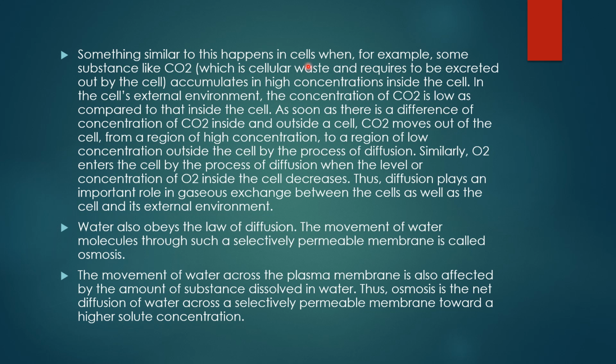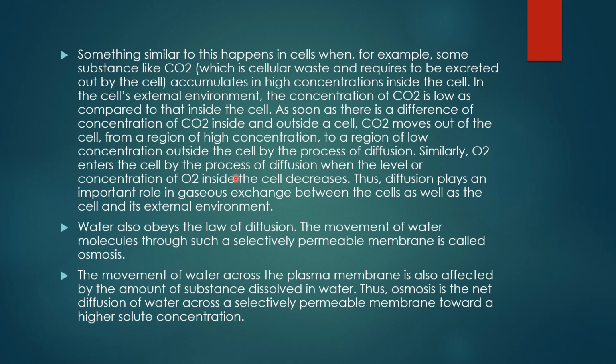So cells में भी कुछ similar ऐसा ही होता है, जैसे कार्बन डाइऑक्साइड है, ठीक है? कार्बन डाइऑक्साइड इज अ सेल्युलर वेस्ट, इट इज नीडेड टू बी एक्सक्रीटेड आउट ऑफ द सेल. तो जब ये एक्यूमुलेट हो जाता है हाई कॉन्सेंट्रेशन में इनसाइड द सेल, तो क्या होता है, सेल का जो एक्सटर्नल एनवायरनमेंट है वहां CO2 की कॉन्सेंट्रेशन लो है एज कंपेयर टू इनसाइड द सेल. तो डिफरेंस इन कॉन्सेंट्रेशन आउटसाइड और इनसाइड हो गई, तो हायर टू लोअर मूव कर जाएगा ये.